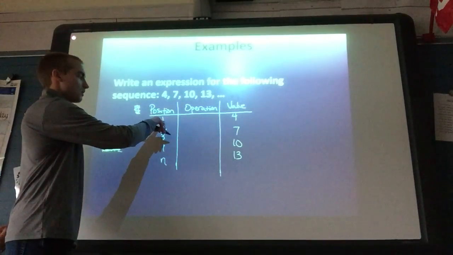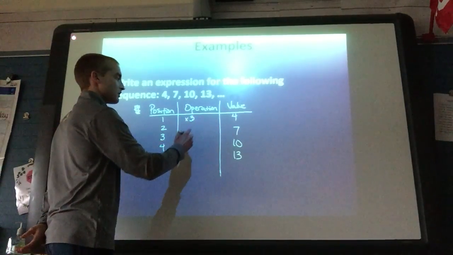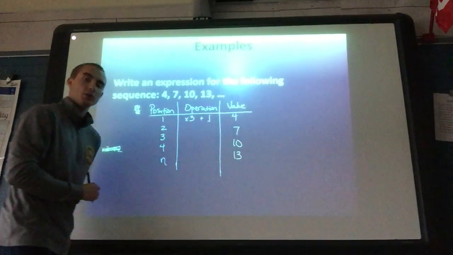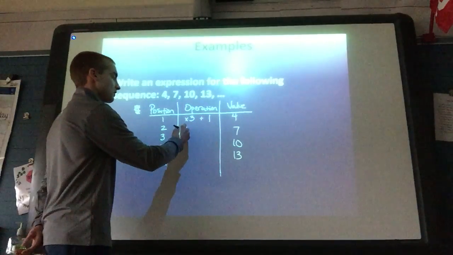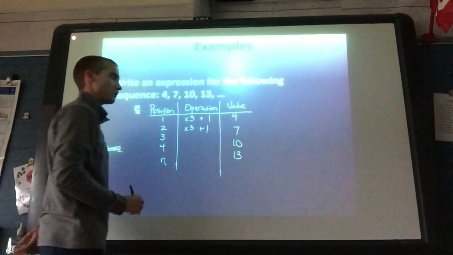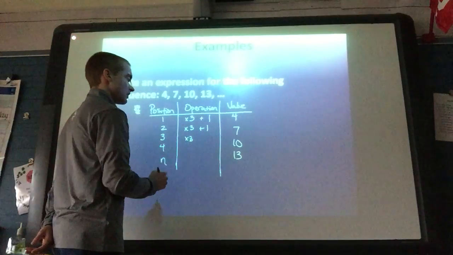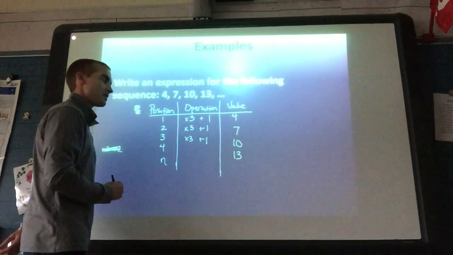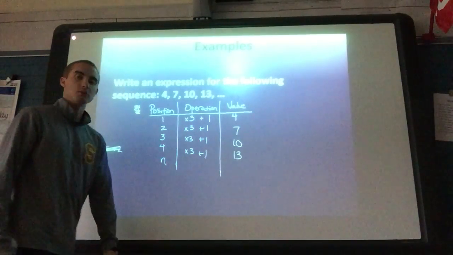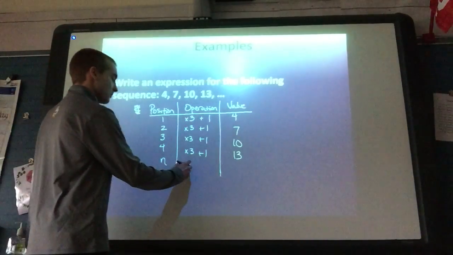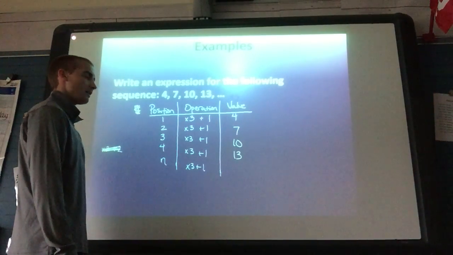So this is what we're going to end up doing. We're going to do 1 times 3 plus 1, right? 1 times 3 is 3, and 3 plus 1 is 4. 2 times 3 is 6. 6 plus 1 is 7. Does that keep working? 3 times 3 is 9. 9 plus 1 is 10. 4 times 3 is 12. And 12 plus 1 is 13. And so the operations that we're using for this would be multiply by 3 and then add 1.